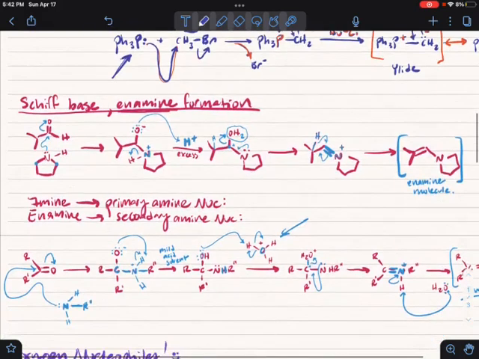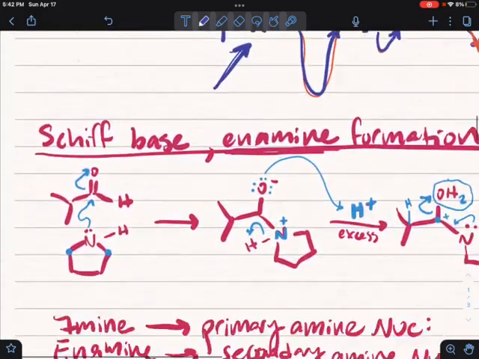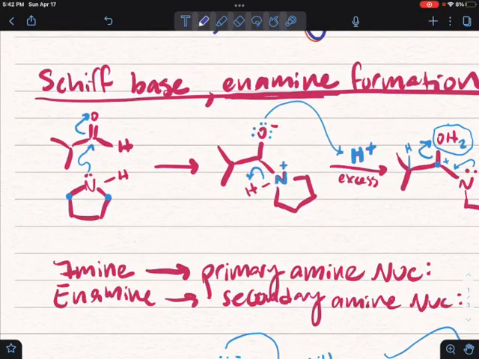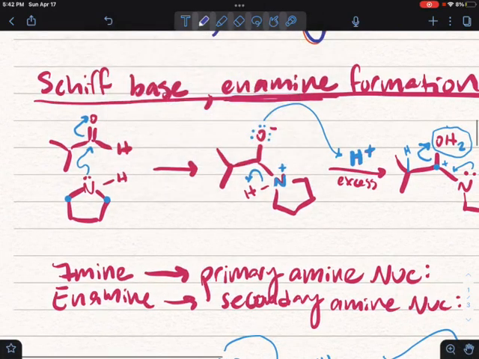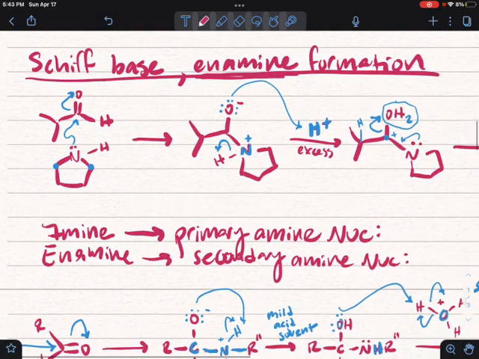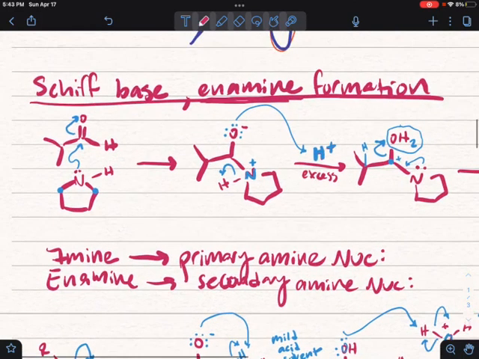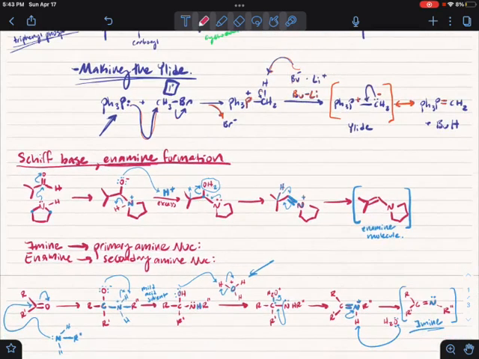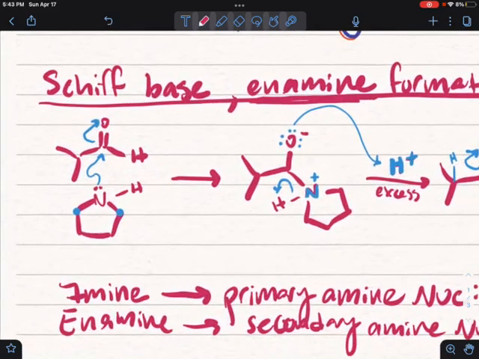All right. So next, let's talk about nitrogen nucleophiles. Nitrogen nucleophiles will form enamines or imines. If your nucleophile is a primary amine, it'll form the imine product, or if your nucleophile is a secondary amine, it'll form the enamine product. So looks like we're starting with our enamine product formation.